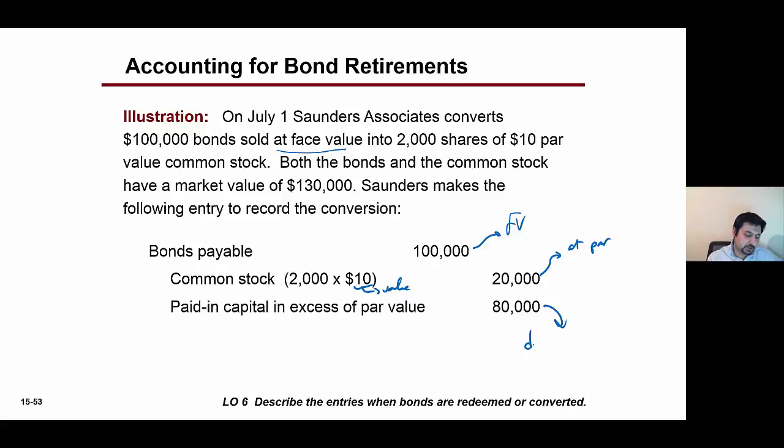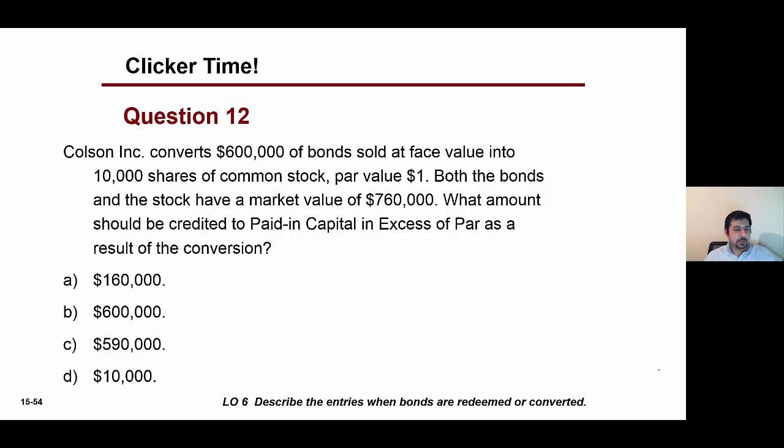80,000 is the difference between the carrying value and common stock at par. Whenever the company is converting bonds to common stock, you will debit bonds payable, you will credit common stock at par, and the difference is credited to paid in capital in excess of par value. Let's see an example of how this happens.